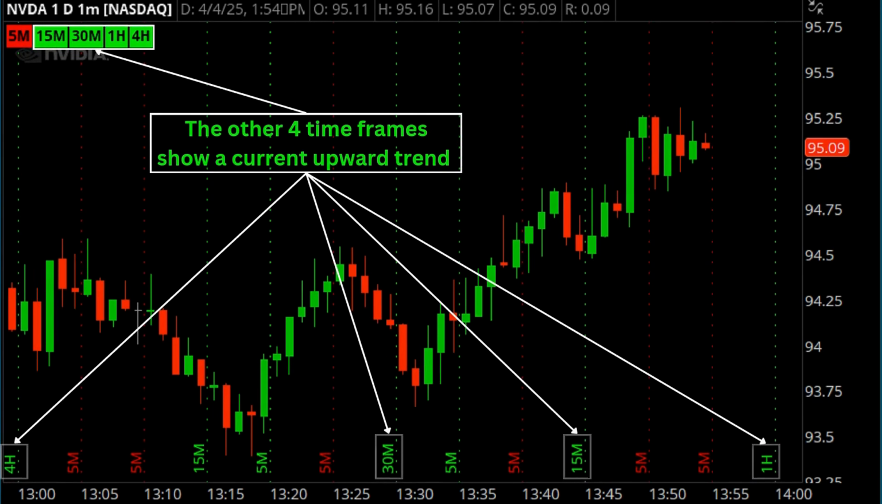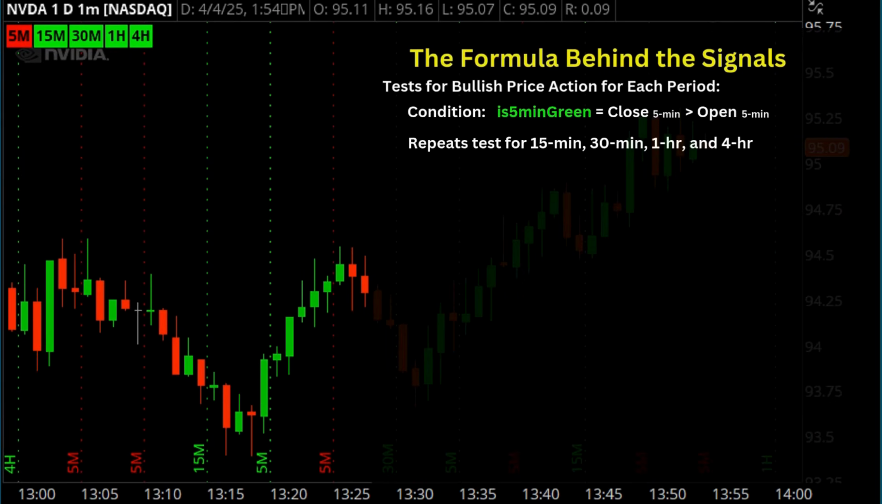The formulas for this indicator start with a simple but essential condition, comparing the closing price to the opening price for the candle. If the close is higher than the open, the result is considered bullish. The variable is 5-minute green, which captures this logic for the 5-minute candle. This same test repeats across the 15-minute, 30-minute, 1-hour and 4-hour time frames, creating a synchronized view of price strength across multiple layers of market action.